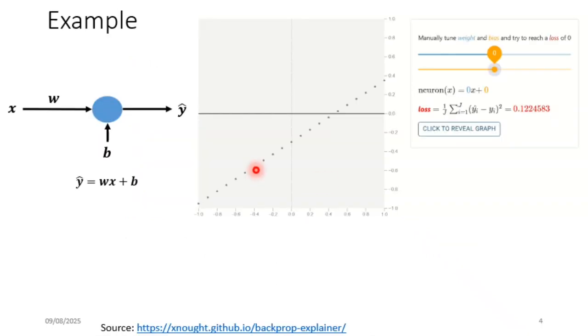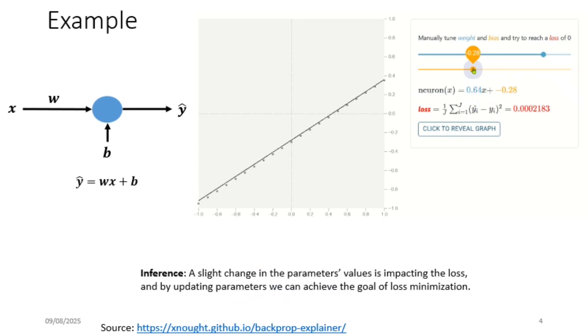Now let's see an example of a single neuron with linear activation, where we are trying to fit this network to this dotted line. Here you can see that we are changing the weight and how it impacts the loss. Similarly, a change of bias also impacts the loss. From this example, we have inferred that by choosing the appropriate set of network parameters, we can achieve the goal of loss minimization.